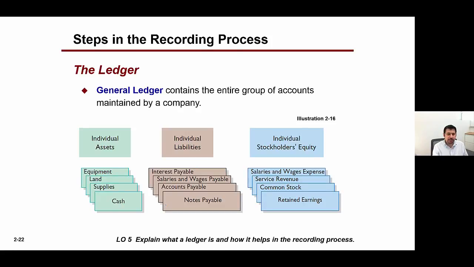Now, the general ledger contains information on all the asset accounts, all the liability accounts, and stockholders' equity accounts that are used by this company. And usually the ledger organizes those accounts based on how they appear on the financial statements. We start with the balance sheet accounts, so we have assets first, liabilities, and then stockholders' equity accounts, and after that we have the income statement accounts.